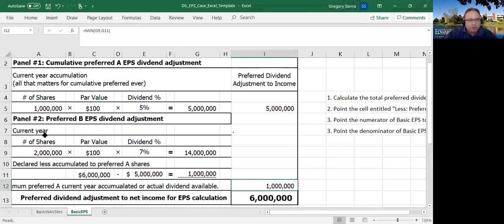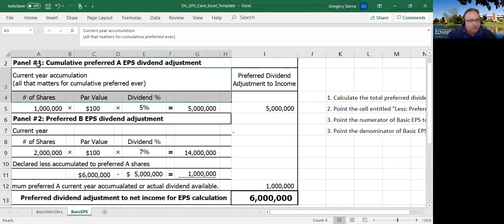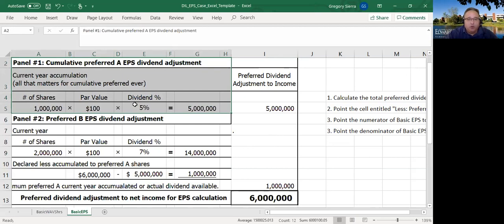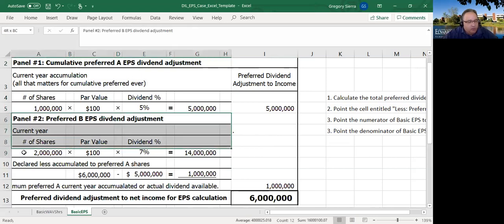The thing I really want you to take home is that for cumulative preferred, it's one year's accumulation regardless of what they got. If they had declared no dividend or there were dividends in arrears, it would be 5 million no matter what. For non-cumulative preferred, you have to go through the process and figure out exactly what the non-cumulative preferred shareholders got for the dividend.